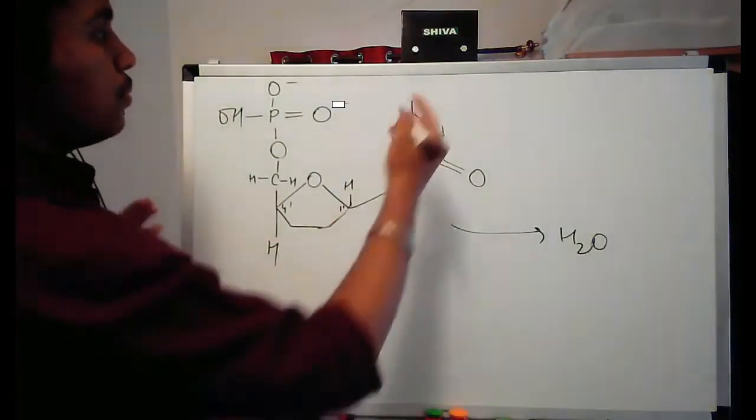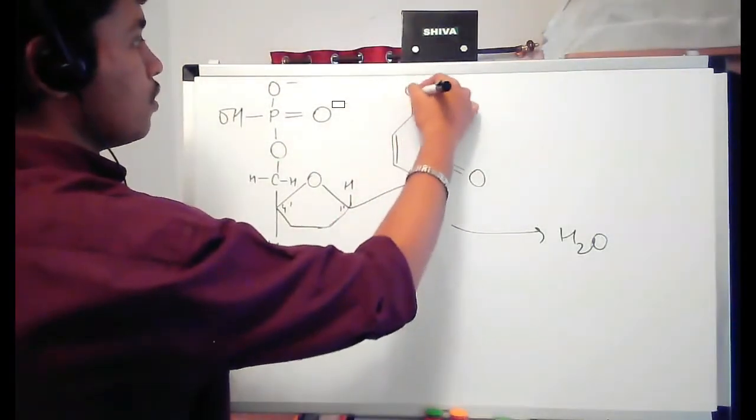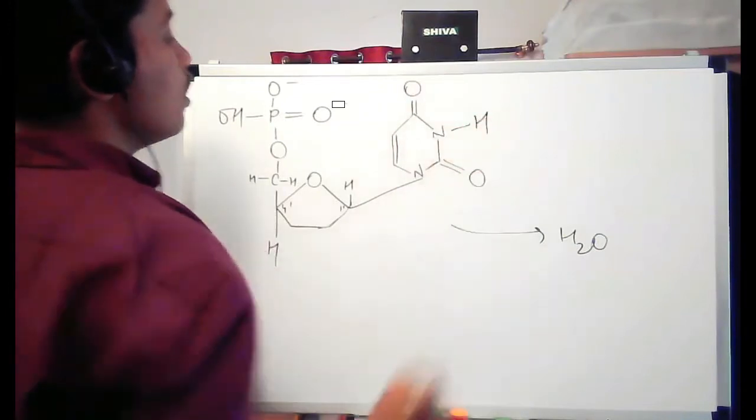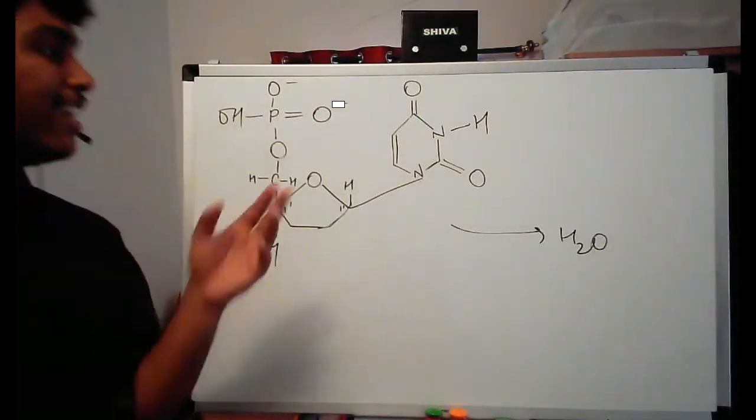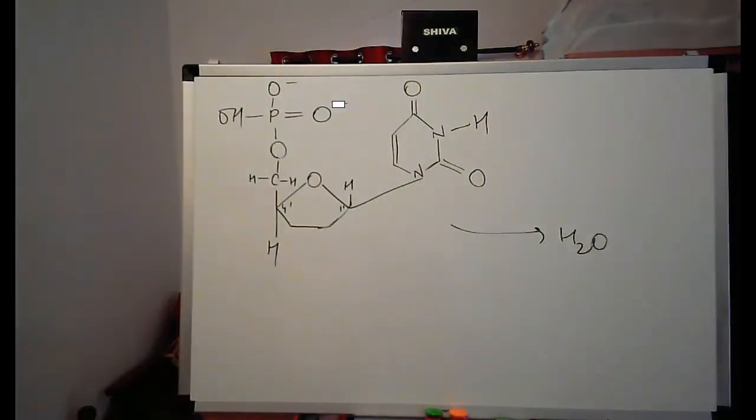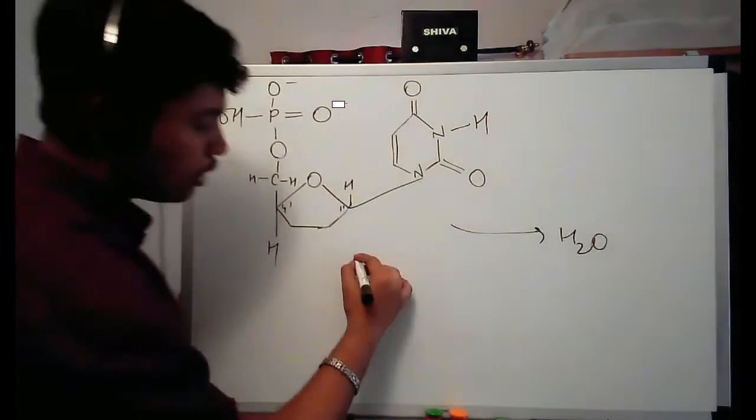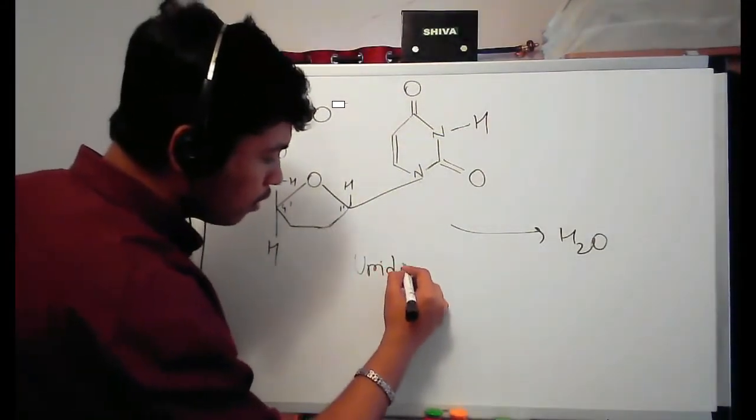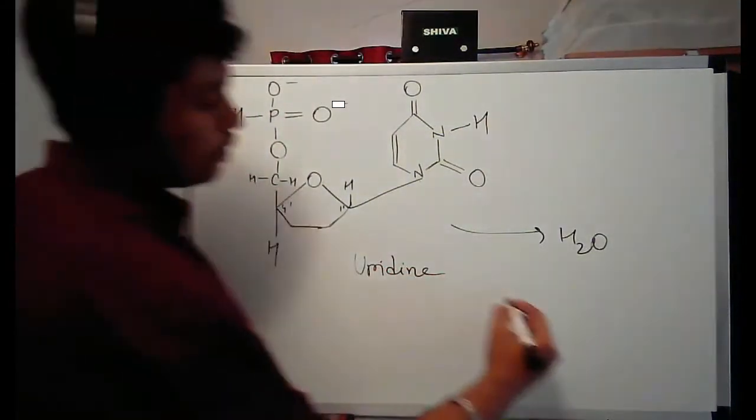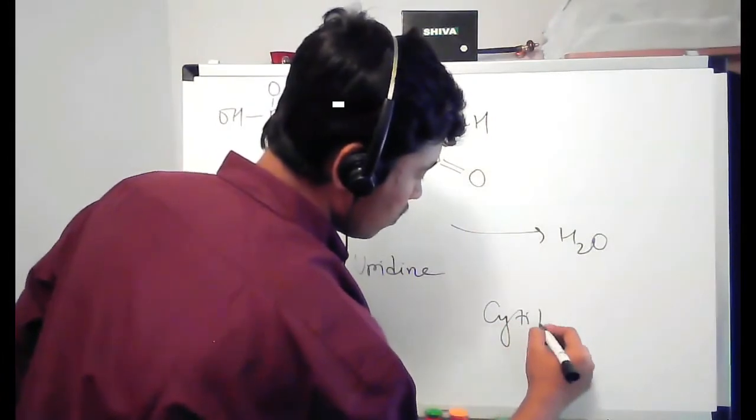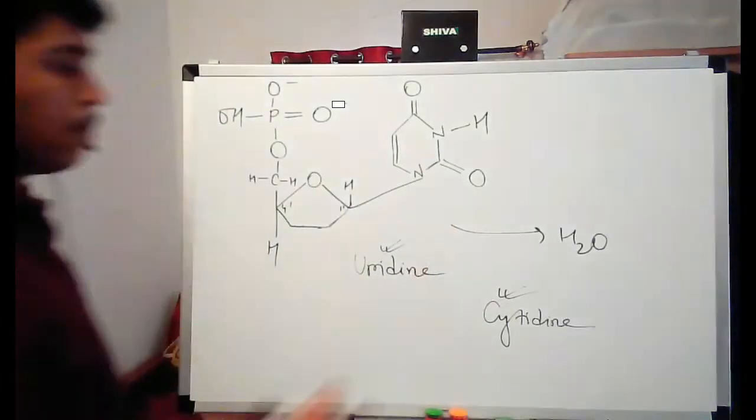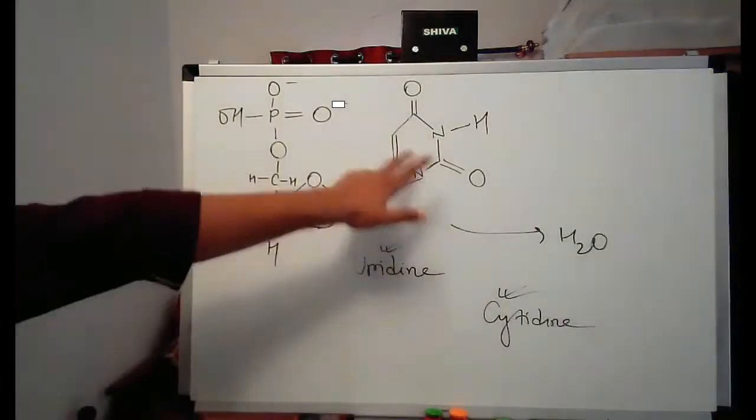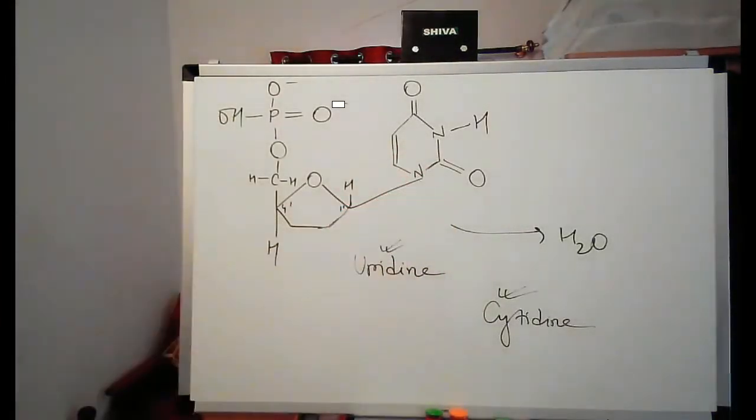There are going to be some changes to a doubly bonded O and NH. This is not urea, sorry. This is uridine. Previously it was cytidine, now this is uridine. Cytidine completed, uridine completed. This is uridine, mind you.